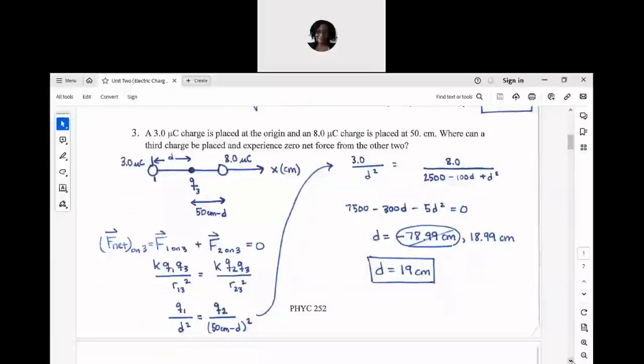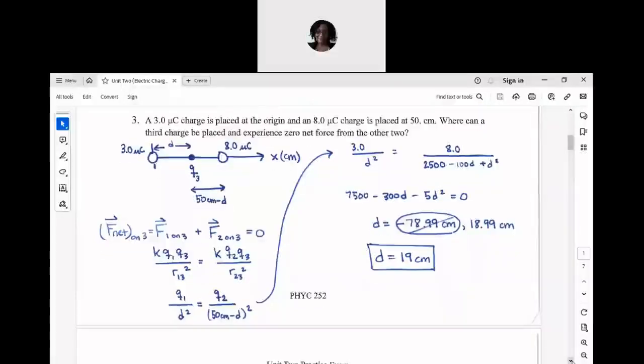Now, number 3, this is just like the one that we solved in the electric charges and fields and forces chapter. We have 2 known charges. We know they are both positive this time, and we want to figure out where a third charge can be placed such that it experiences 0 net force. We need the net force on that unknown charge 3 to be equal to 0.